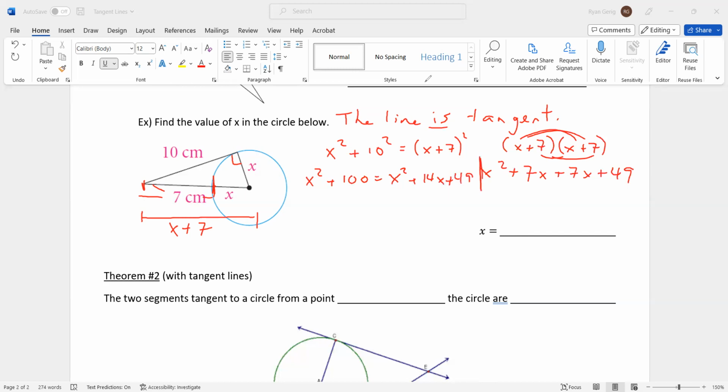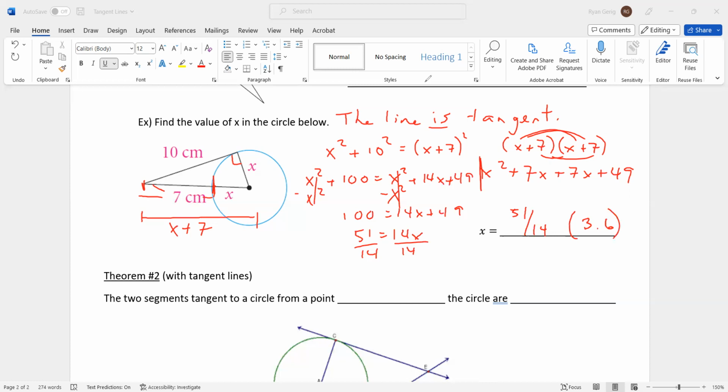All right, so now I'm going to solve that equation. I'm going to subtract x squared. Nice thing is the x squareds cancel on both sides, and I'm left with 100 equals 14x plus 49. Subtract 49, I get 51 equals 14x. I'm going to get a nasty number here. And I'm just going to go to the nearest 10th. So x equals 51 over 14. That's the exact answer. To the nearest 10th, I would say is about 3.6.